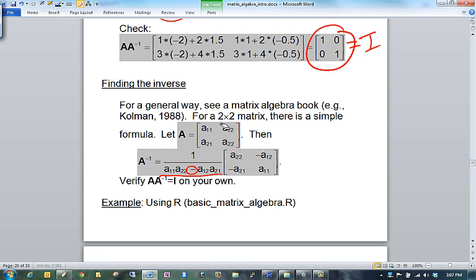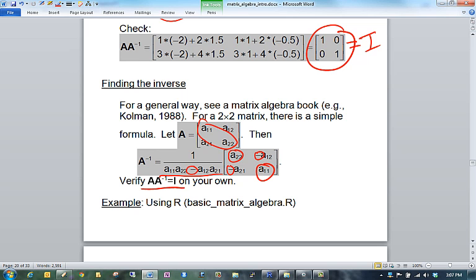Then look what also happens. So I have this constant out in front. I'm going to multiply it by my A matrix with some things switched. In particular, A11 and A22 are going to switch places. Also, I'm going to put negatives out in front of A12 and A21. Verify on your own that indeed, if you were to take A times A inverse, you do get the identity matrix.